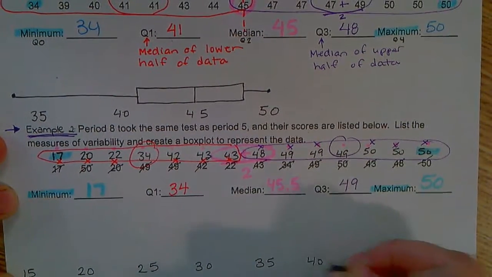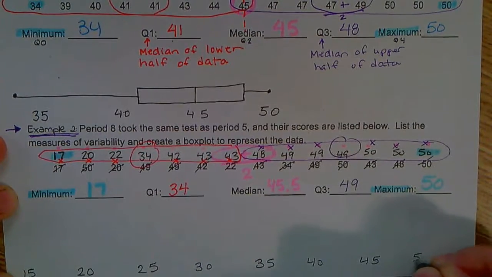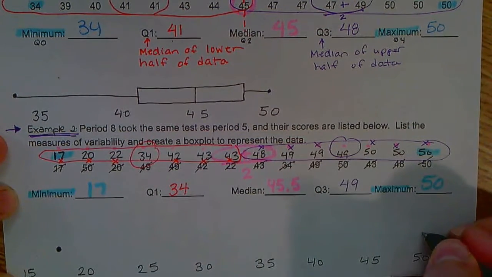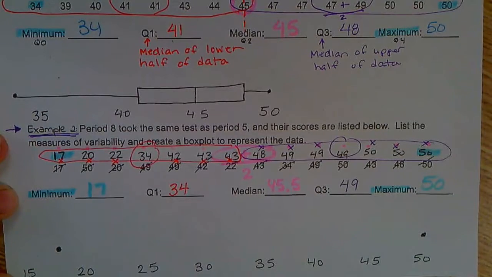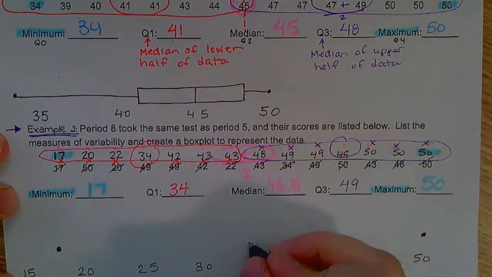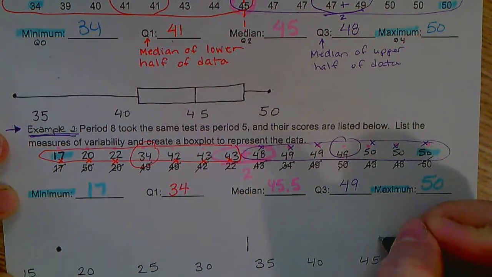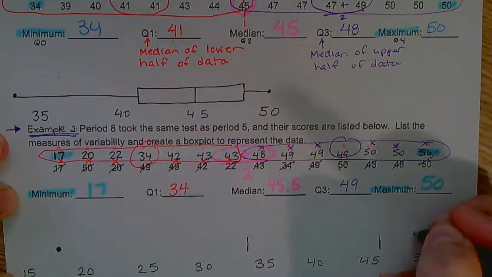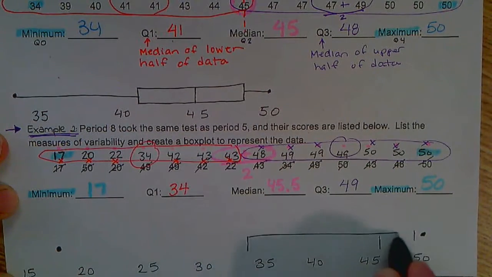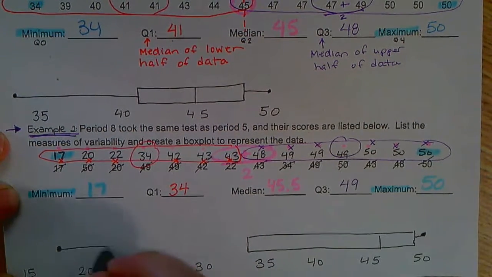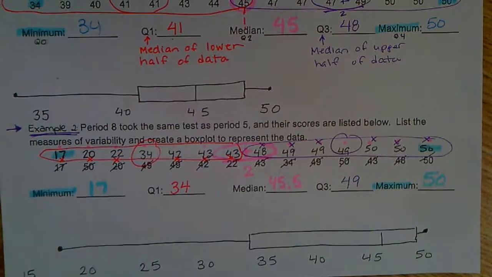So I'm going by 5s once again, starting with 15 until I get to 50. And then I'll mark my points. My minimum and maximum get marked with dots. So I'll estimate where 17 and 50 are according to my number line. And then the remaining points, my quartiles and my median, get line segments. So quartile 1 is at 34, my median is 45.5, and my quartile 3 is 49. So there's my box. It goes from 34 to 49, and my whiskers come off the end. Congratulations, you've drawn your first 2 box plots.